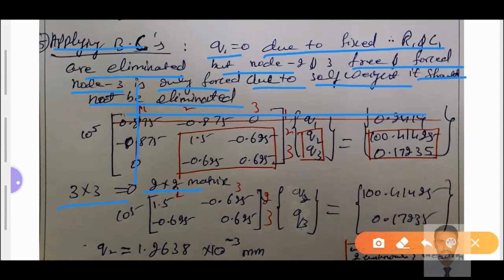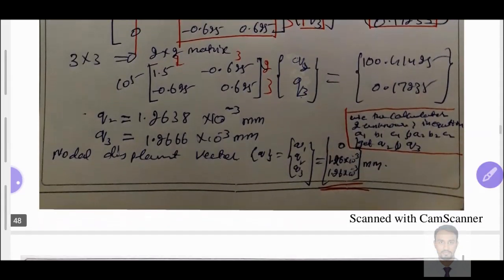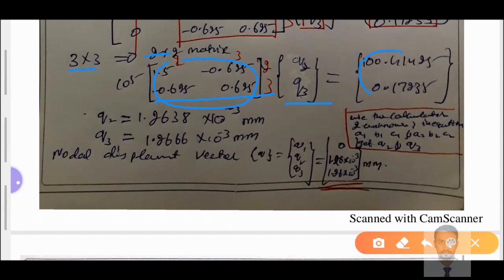After removing the first row and first column, this remains the same. So that will be copied here. We have the 3 cross 3 matrix becoming a 2 cross 2 matrix here. Now use the calculator. Enter all these coefficients in your calculator: A1 value, B1 value, C1 value, A2 value, B2 value, C2 value, and press the equals button. You will get X and Y.